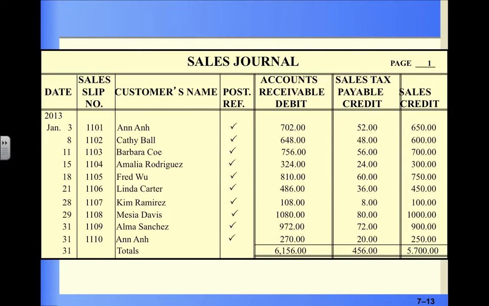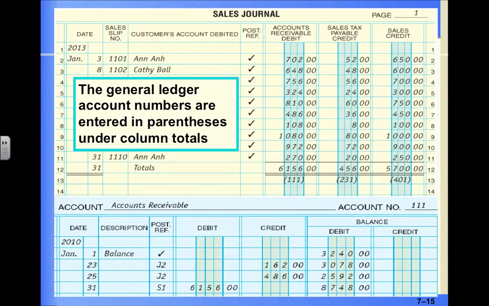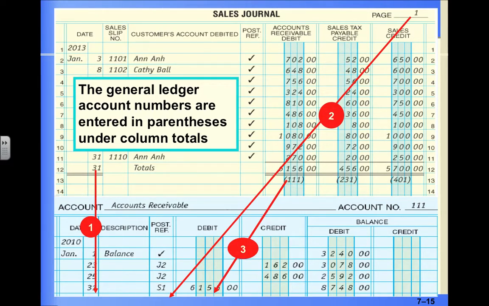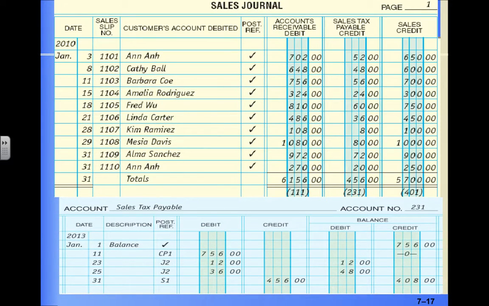Those are all the people who bought stuff from you. That's how much they owe. That's how much tax you owe, and that's your sales. With a sales journal, like I said, you don't have to post individually. You're just going to post totals. What do I mean? Accounts receivable debit gets posted, that total, the sales credit, and the sales tax payable credit. The totals get posted, not the individual transactions like we did using the general journal. Saves so much time posting, and you know how much we hate to post.